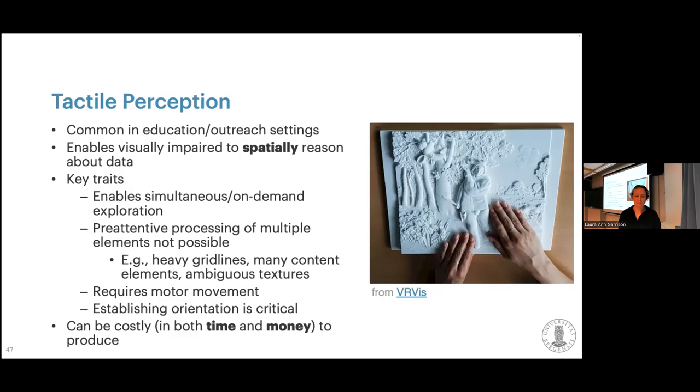So it allows you to explore information that you're interested in on demand. You can move your hands over the space. Pre-attentive processing of multiple elements still isn't possible. So if you have something where you got really excited about your grid lines and you have a lot of content elements, or you have ambiguous textures, this is going to be super hard for someone to understand what it is you're trying to communicate. It requires motor movement, which again, for someone with a motor disability, if you have Parkinson's, this is hard to navigate. And establishing orientation is critical.